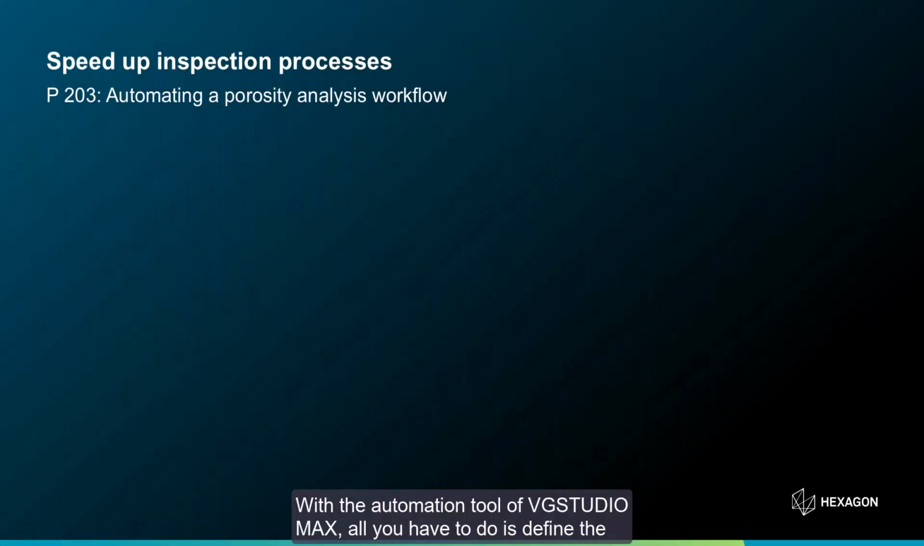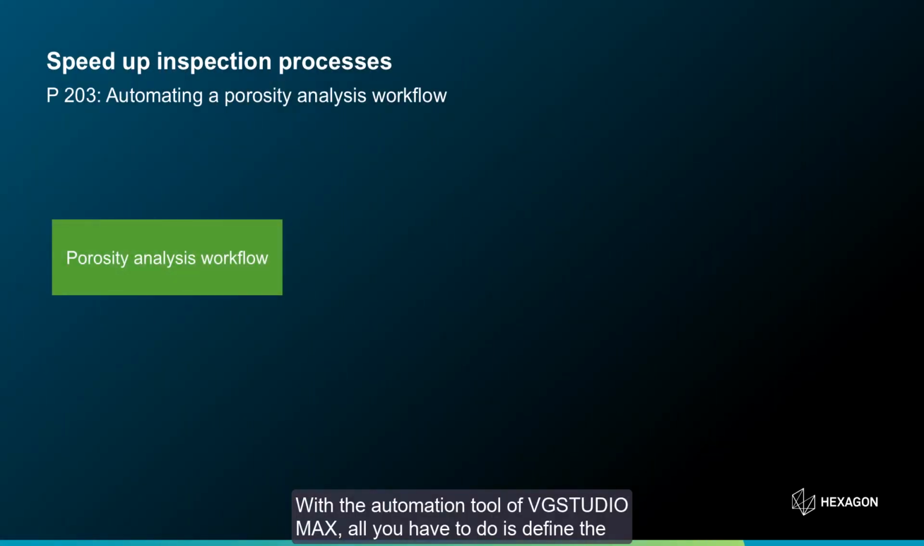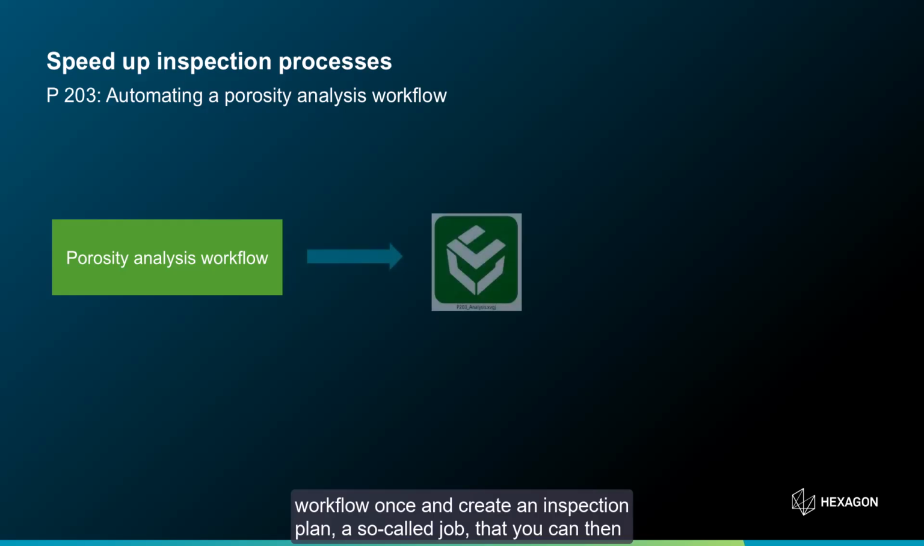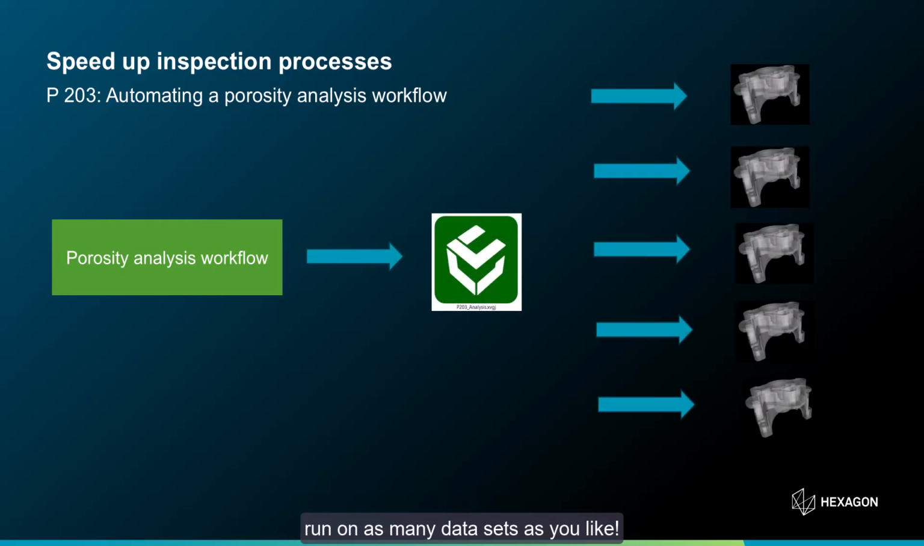With the automation tool of VG Studio Max, all you have to do is define the workflow once and create an inspection plan, a so-called job that you can then run on as many data sets as you like. And this is what we're going to do in this video.